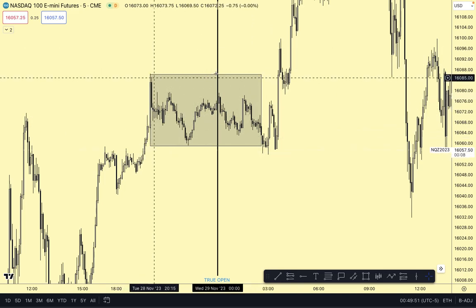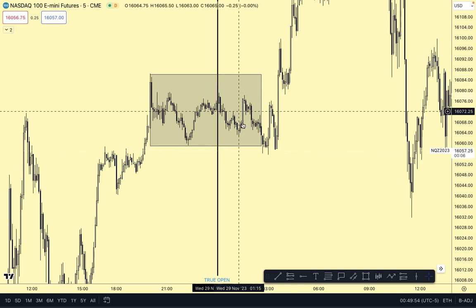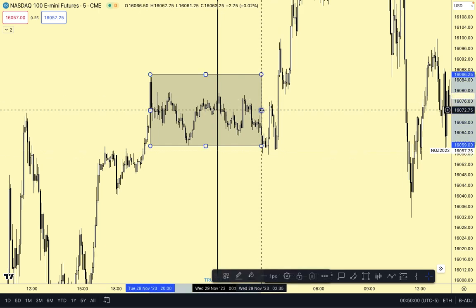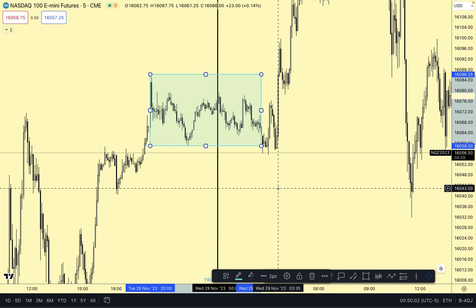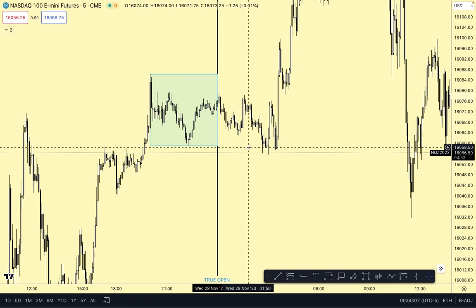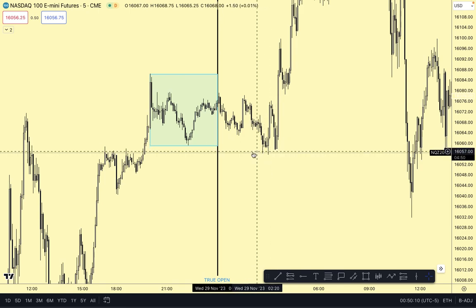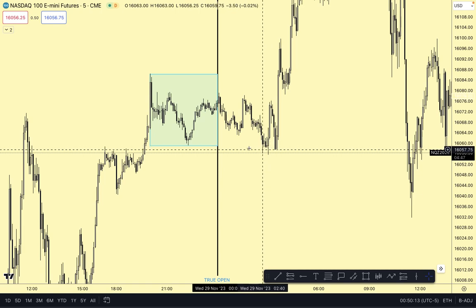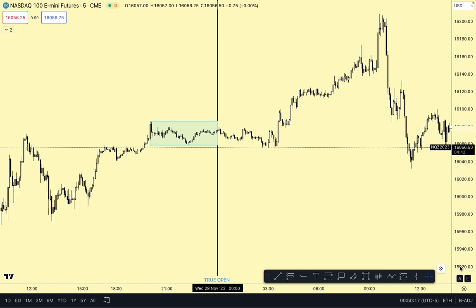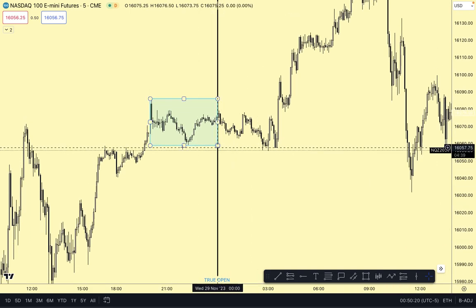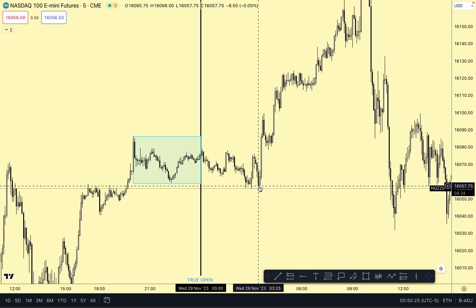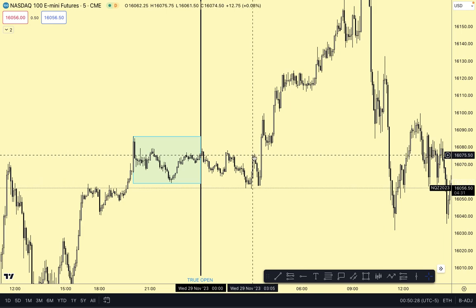Okay, from 8 up until midnight, I'm just gonna have that boxed in. Accumulation over there. Then you saw there, we took out the sell side liquidity of this consolidation. Price then spooled up, breaking structure over there.